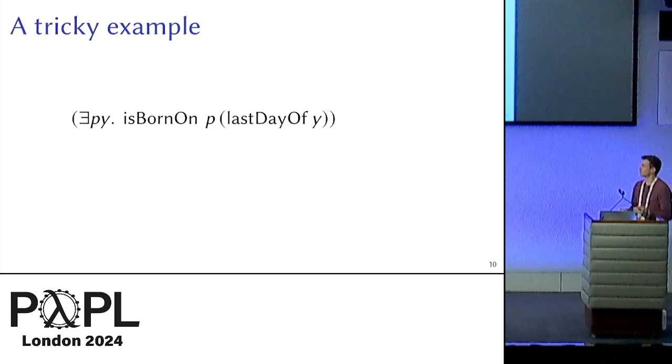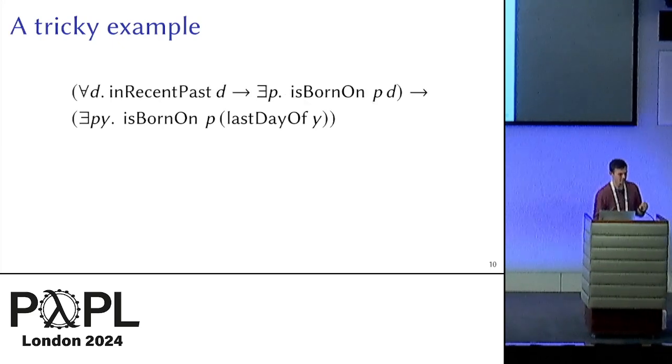Suppose we want to prove that there is some person that is born on the last day of some year. This is our goal. We are given the following hypothesis, namely that for all the days in the recent past, some person was born on that day. Now the question is, what is the easiest goal you can come up with that would suffice to finish this proof?